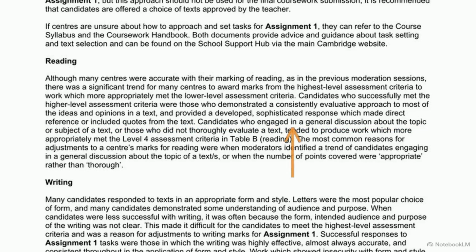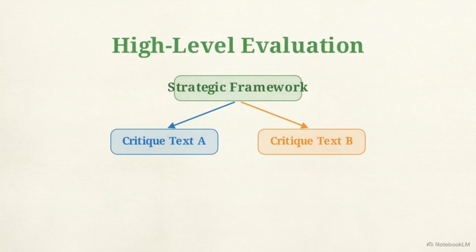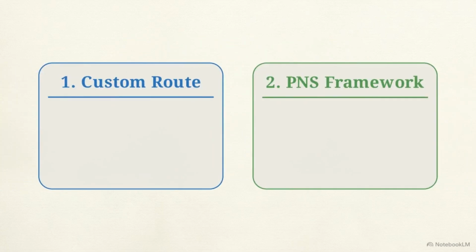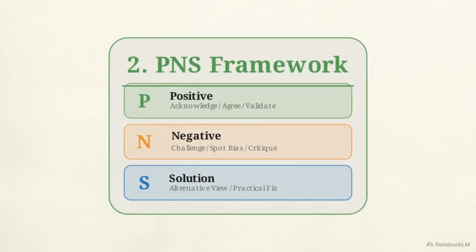Your objective is to extract facts from the nonfiction text and use them as raw materials to construct your own persuasive argument. Moving from a basic summary to high-level evaluation comes down to two mechanical steps: planning a custom route for your argument and applying the PNS framework.